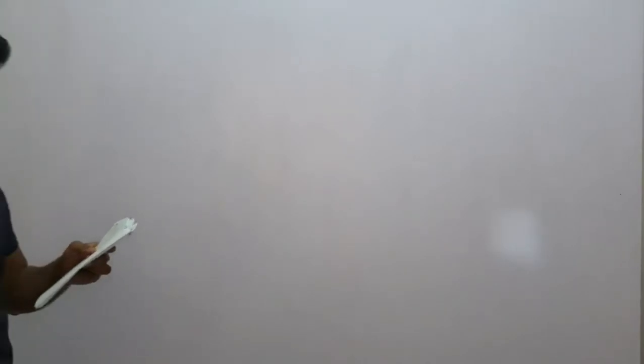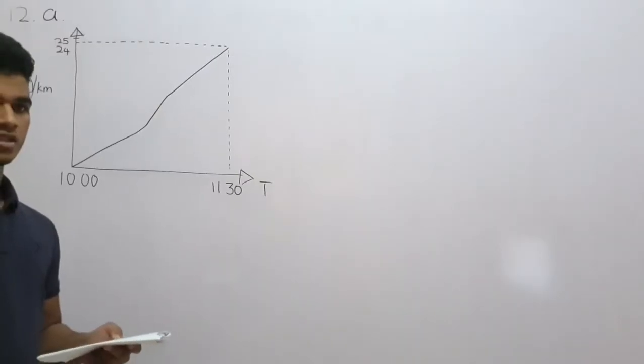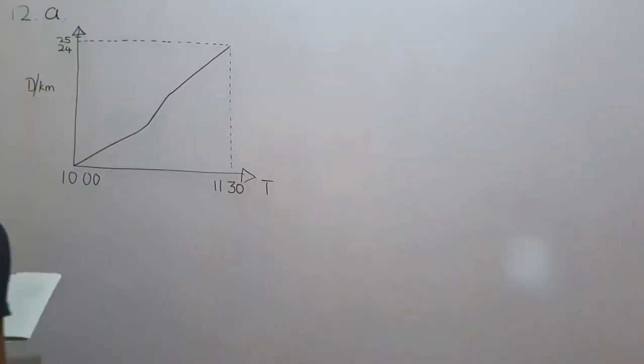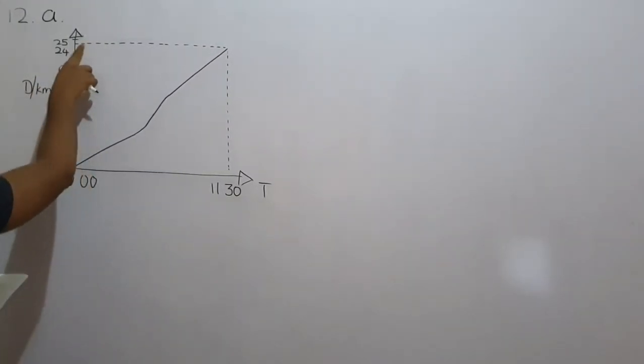Moving on to the 12th question, Part A. Lara goes for a cycle ride. The distance time graph shows her journey. So the graph is drawn. Now you can see the full graph is drawn.